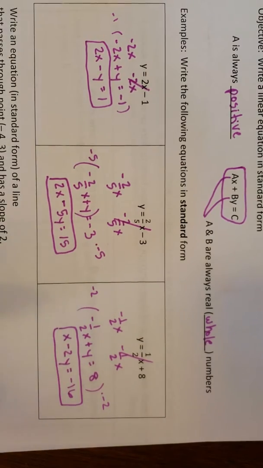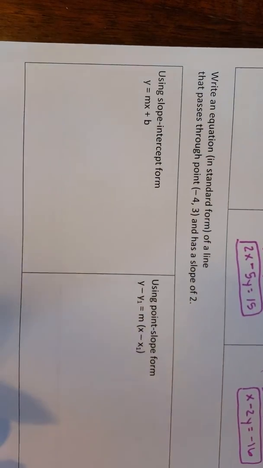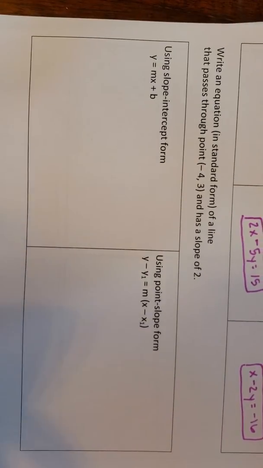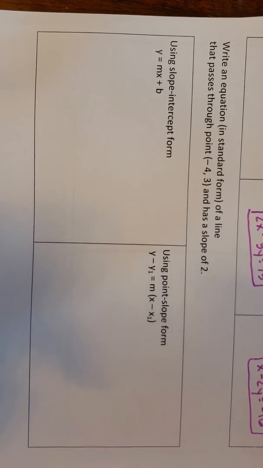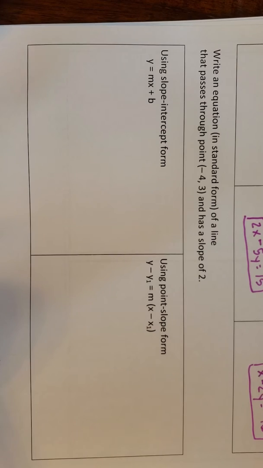Okay, so now we're going to ramp this up just a little bit. On the back page, we're gonna get crazy, but we'll do this intermediary step first. So now let's write an equation in standard form of a line that passes through -4 and 3 and has a slope of 2. So remember, you can accomplish this using the slope-intercept form. That was from last chapter, or you can use point slope form, which is what you just learned in our previous lesson. So let's do it both ways here.